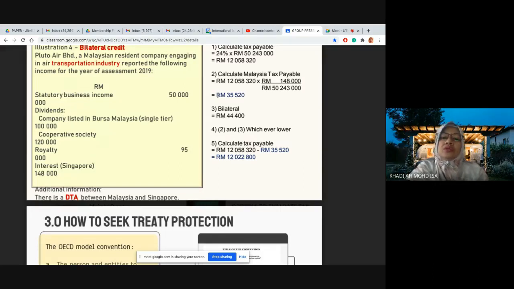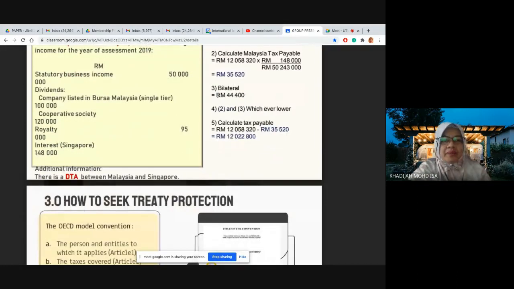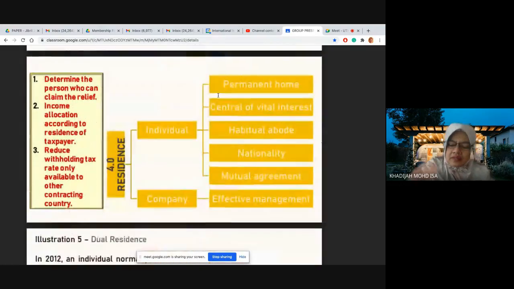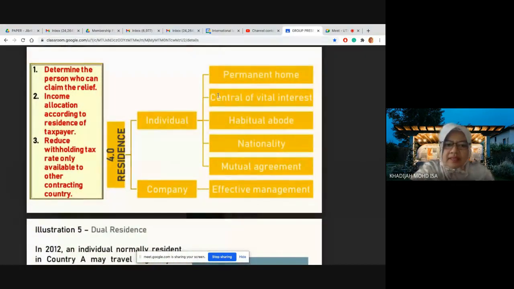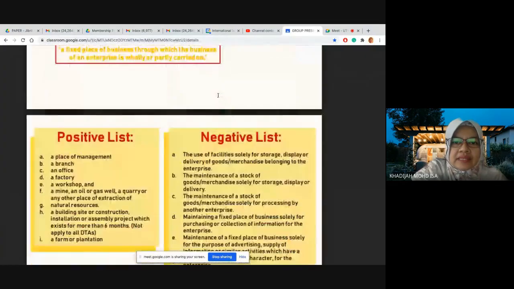Right? So that amount deducted against you punya tax payable kat atas tu, then you have the final tax payable lah. Alright, whatever bilateral or unilateral is given as a credit against your tax payable. Okay. And then I think that under this topic, another issue is resident status, dual resident tu.